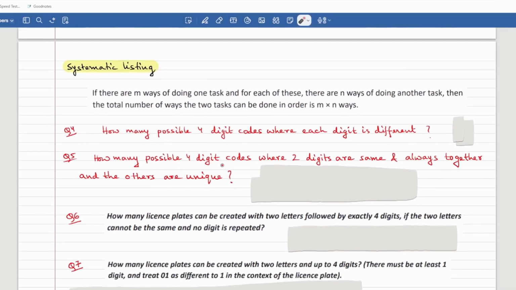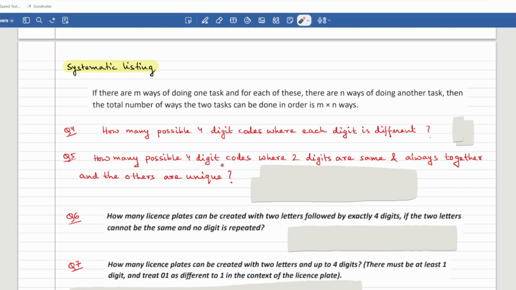Question 7. How many license plates can be created with 2 letters and up to 4 digits? There must be at least one digit, and treat 01 as different to 1 in the context of the license plate. Alright. So up to 4 digits. That means there could be 2 letters and at least one digit. So here you will form cases. So 2 letters, 1 digit, that means 26 into 10, because nowhere does it say that the letters cannot be repeated. So AA0 would be the first number plate and so on. Okay, then you have AA00. All right, so count this way.